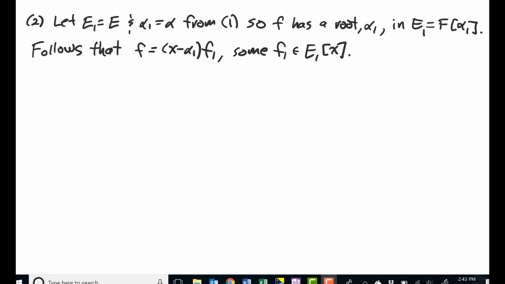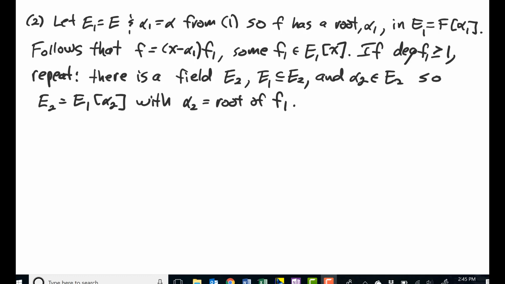Okay, since f has a root in E1, then x minus alpha 1 divides it. So write f as x minus alpha 1 times something else, f1. And this f1 will be a polynomial in E1 of x. Now, if this f1 is degree at least 1, then we're just going to repeat.